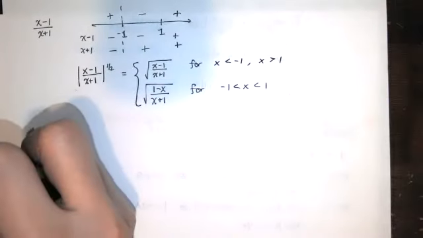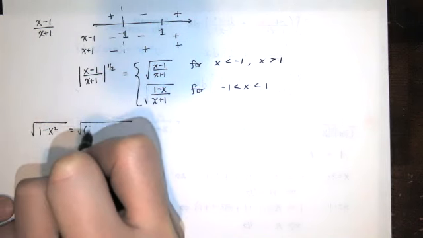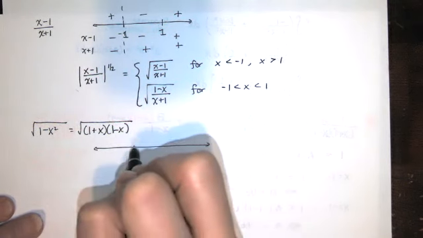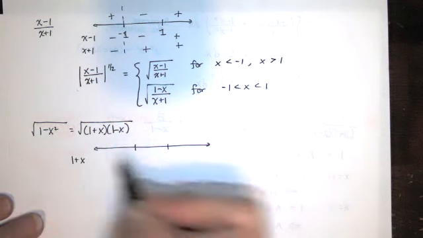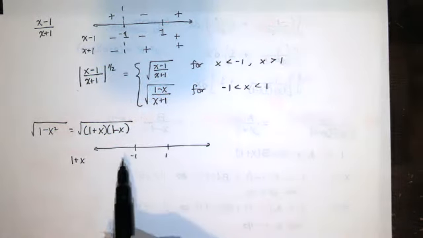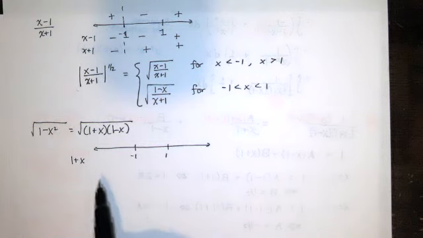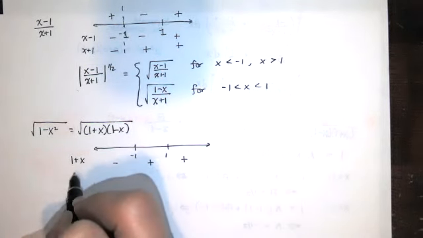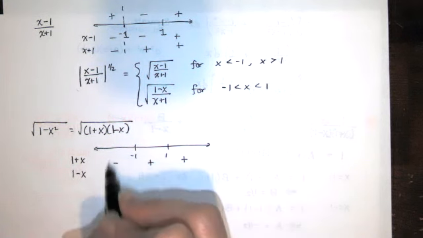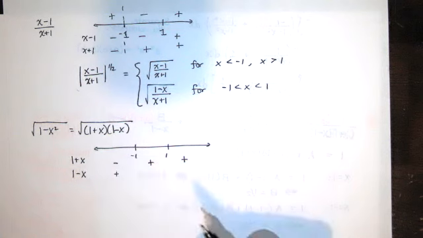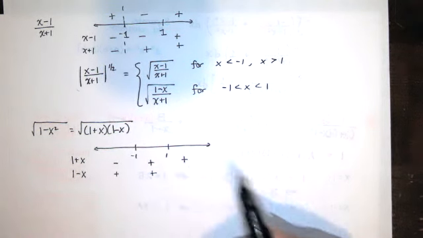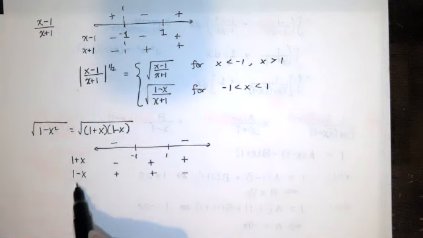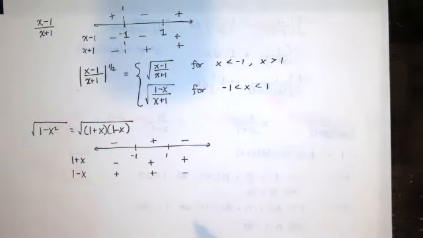The square root of 1 minus x squared is the square root of 1 plus x times 1 minus x. And the interesting points there are at x equals -1 and x equals +1. 1 plus x is positive over here and positive over here and negative here. 1 minus x, well, if x is, say, -2, it's going to be 1 minus a -2, that's going to be +3. If x is 0, we'd have a positive. If x was 2, 1 minus 2 would be negative. So the product will be negative there, the product will be negative there, and it will be positive there.